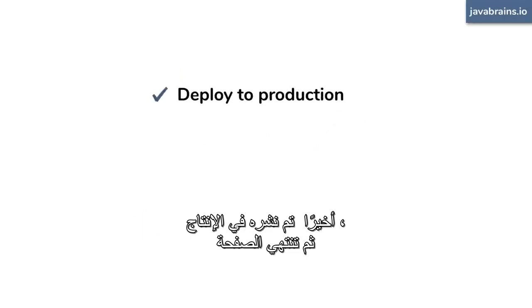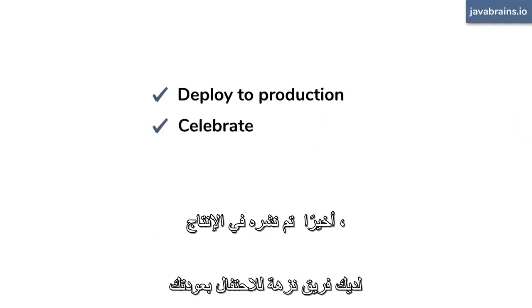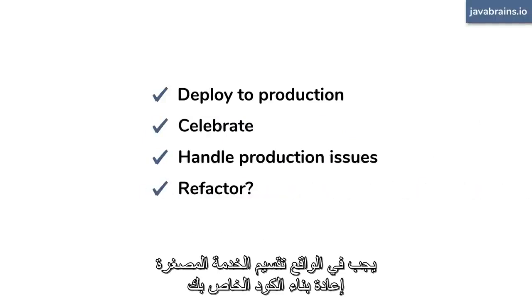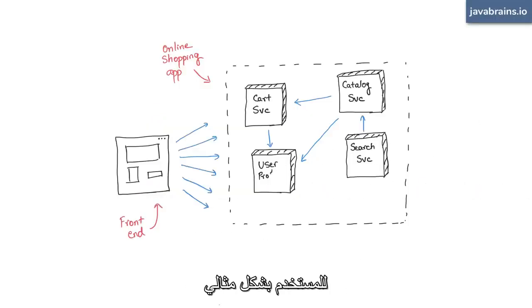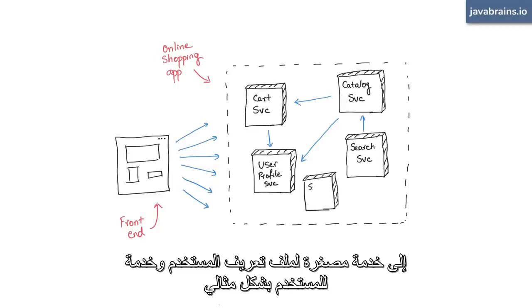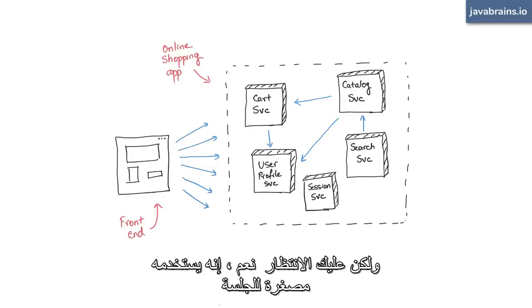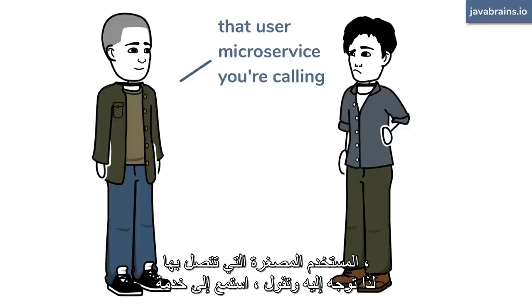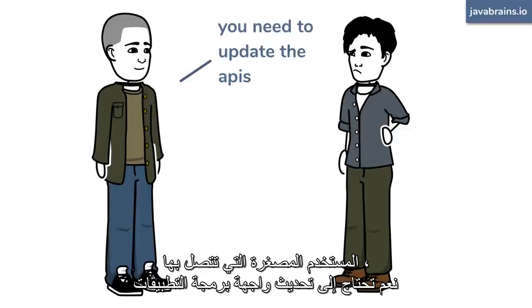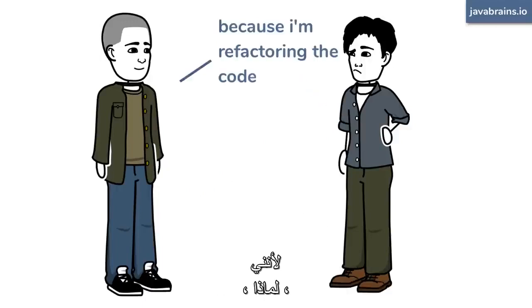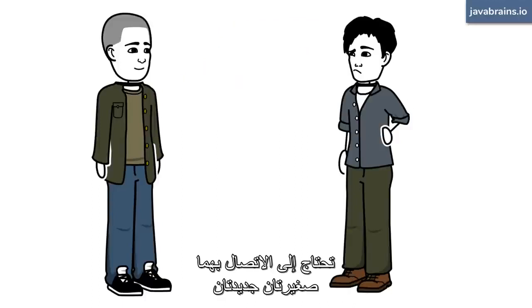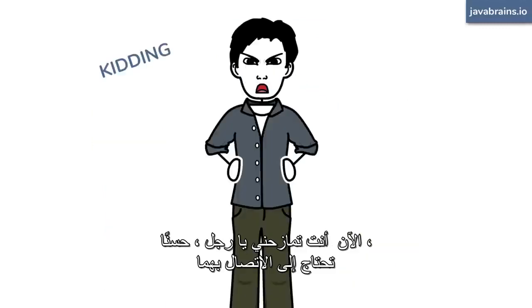And you deploy it to production, you have a team outing to celebrate, you come back to work to handle production issues, and then you realize you should actually refactor your code. The user microservice should actually be split, ideally, into a user profile microservice and a session microservice. But hang on, the UI guy, yeah, he's using it. So you walk up to him and say, hey, listen, that user microservice you're calling, yeah, you need to update the API. Why? Because I'm refactoring the code. Here are 2 new microservices that you need to call now. Are you kidding me, man?